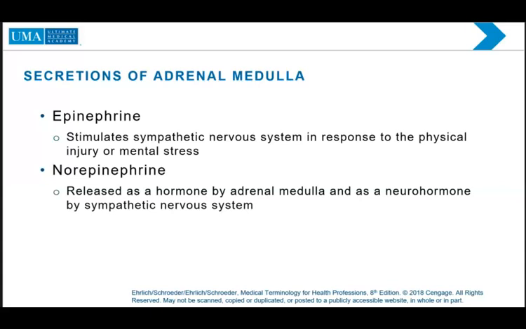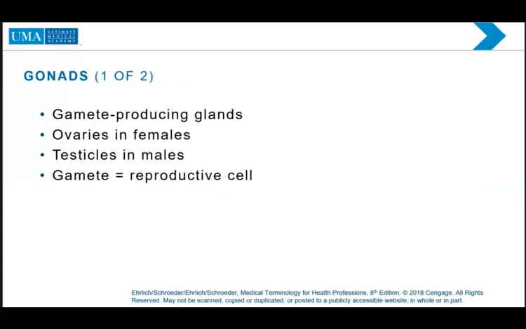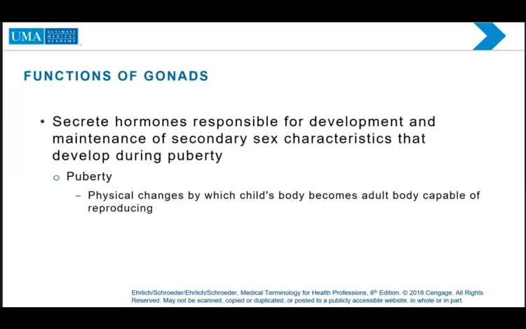Let's next look at your gonads. In females, these are ovaries. In males, these are testicles. They are gamete-producing glands and also reproductive cells. The gonads secrete hormones responsible for development and maintenance of the secondary sex characteristics that develop during puberty.